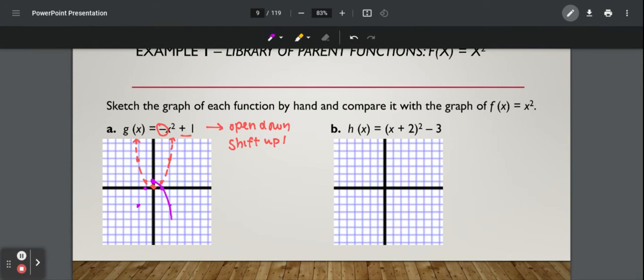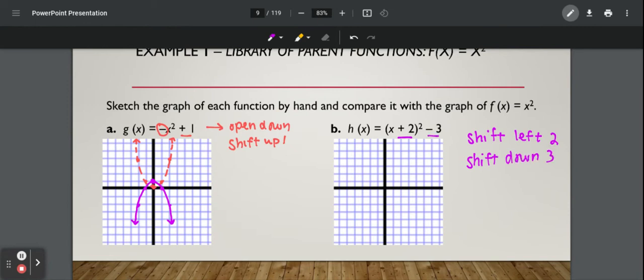Right, so that graph would look like this. So it has some of those transformations in there. If we look at b, this plus 2 is going to shift to the left 2, right? Because it says it's going positive 2, but we really know it's going opposite. And then it's going to shift down 3. That's this minus 3.